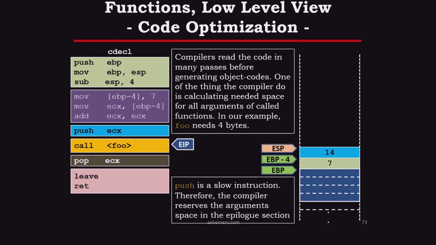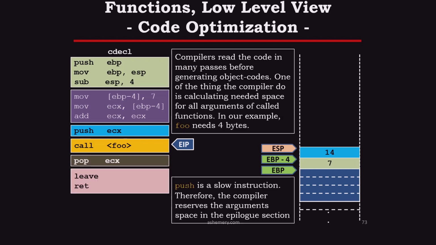Also, push is a slow instruction. Therefore, the compiler will reserve the argument space in the prologue section. Keep that in mind. Push is also not a fast instruction. It's slow. So compilers will use something different, which is usually move.